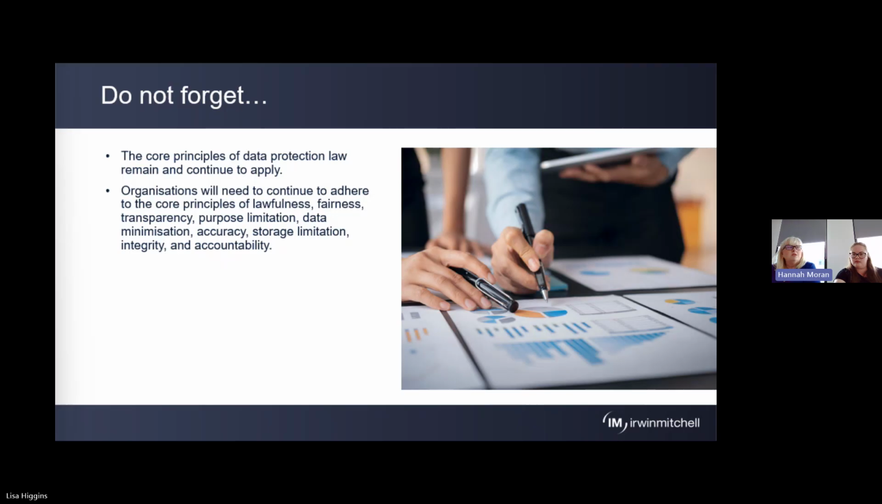We've also had somebody from a charity ask when the soft opt-in becomes available. Again, it will be when that part of the Act comes into force. So unfortunately, it's not as of today.